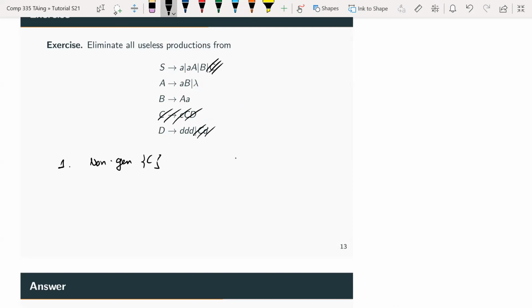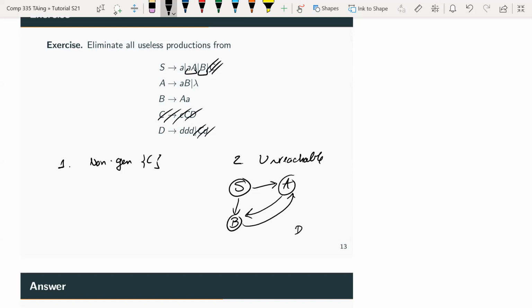And then the other step is to remove unreachable variables. So I'll do the same thing. I'll create a graph. If I start at S, I can go to A, and I can go to B with this guy and this guy. So then from A, I can go to B. From B, I can go to A.